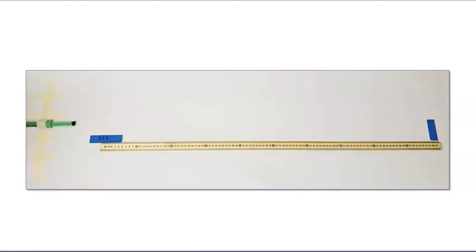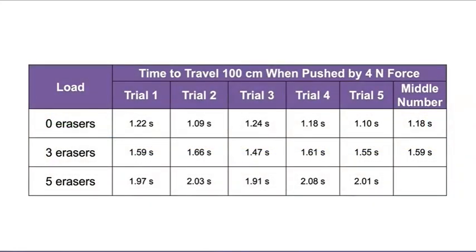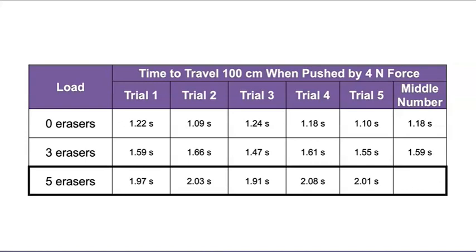It was hard for me to tell from the video clip. I performed 4 more trials with 5 erasers. Let's look at the data. Wow, look at that. The data support our prediction. The train model took longer to cross the finish line in every trial with 5 erasers than it did in any of our other trials. Can you figure out the middle number for this data set?